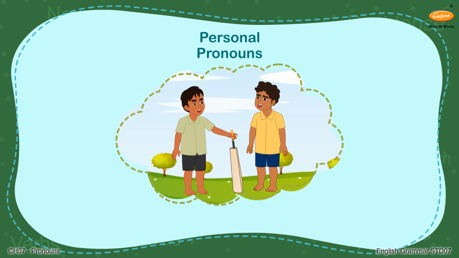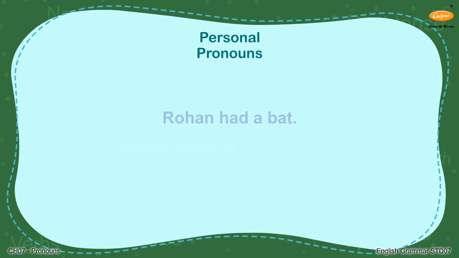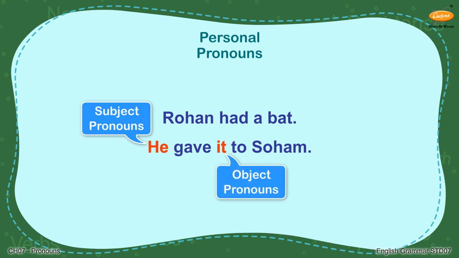Here is how you use them in a sentence. Rohan had a bat. Rohan gave the bat to Soham. These sentences can be written using pronouns as: Rohan had a bat. He gave it to Soham. Here, he is the subject pronoun and it is the object pronoun.